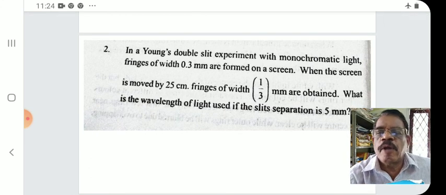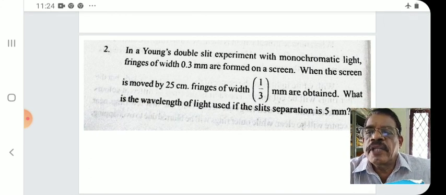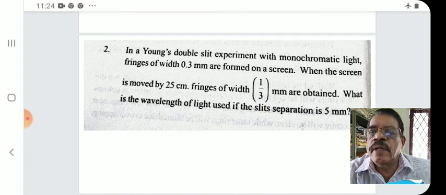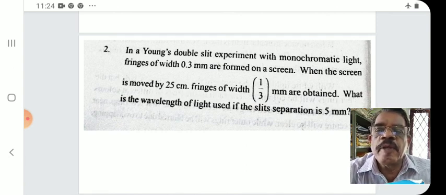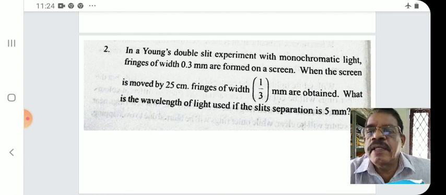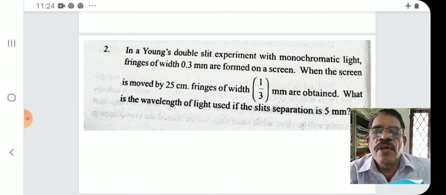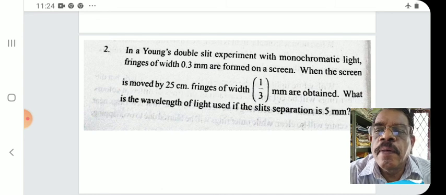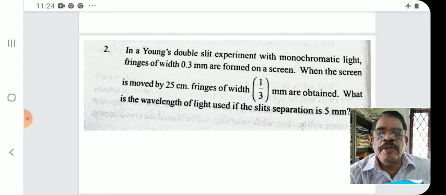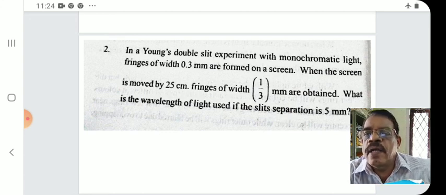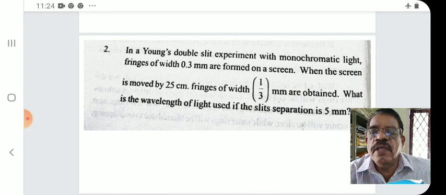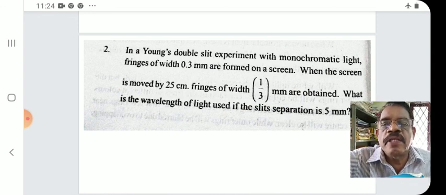I have done simple problems, 4 or 5 problems. Look, in a Young's double slit experiment, with monochromatic light, fringes of width 0.3 millimeter are formed on a screen. When the screen is moved by 25 centimeter, fringes of width 1 by 3 millimeter are obtained. What is the wavelength of light used if the slit separation is 5 millimeter?